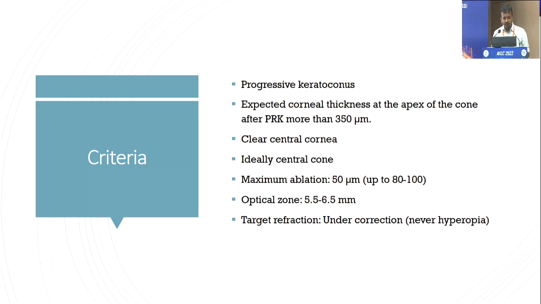And maximum ablation, till now Kanellopoulos has done cases up to 50 microns, but in our series we have corrected up to 80 to 100 microns. But our basic principle is that we should have at least 350 microns at the end of the procedure. The optical zone can be considered from 5.5 to 6.5, because if we keep a larger optical zone, more tissue will be ablated. So ideally 6 is the optical zone which I usually consider. And for target refraction, never undercorrect, never hyperopia, because that will be very bad for the patient.